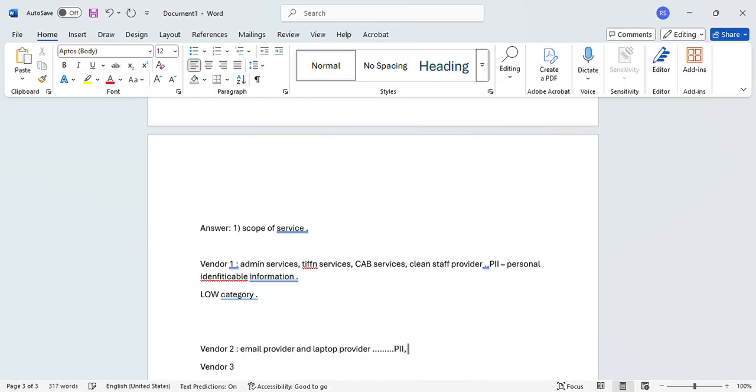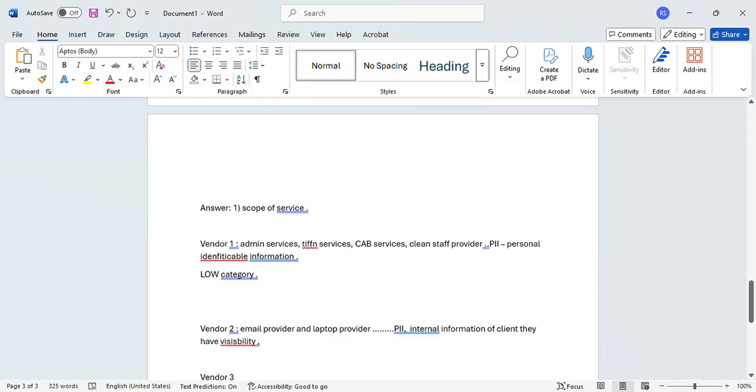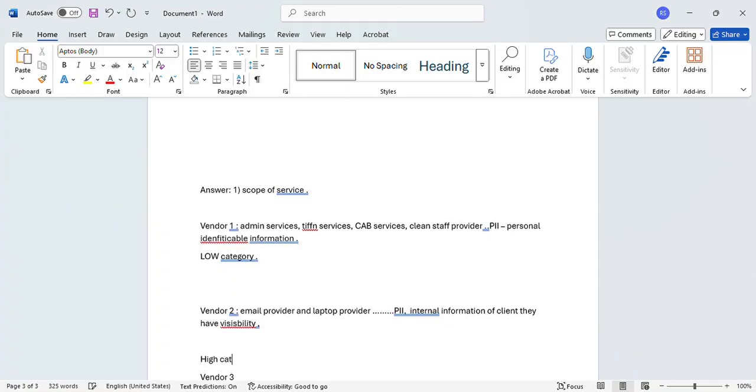So they are processing the PII data, and since they are the provider of email as well, they have visibility into all the internal information of the client. And since they are also providing the laptop, that means the configurations and all would be taken care of by the vendor itself. So this vendor we can treat as a high category.